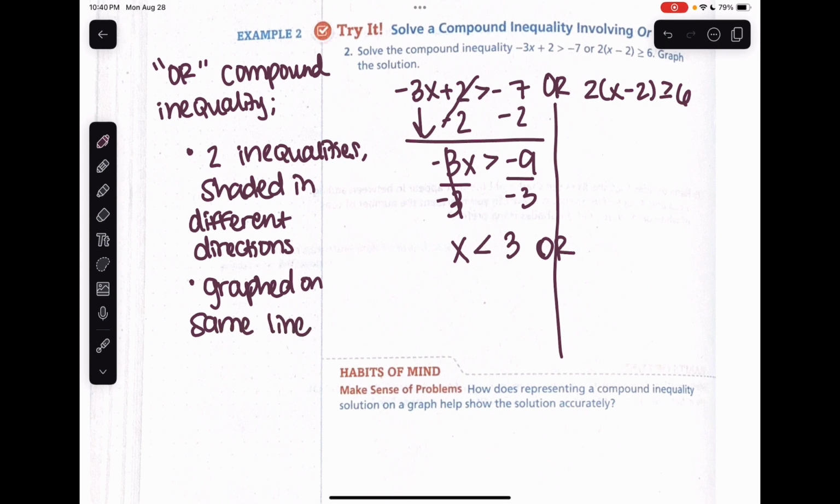And for the other one, I'll just distribute. So I'll have 2x minus 4 is greater than or equal to 6. I will add 4 to both sides.